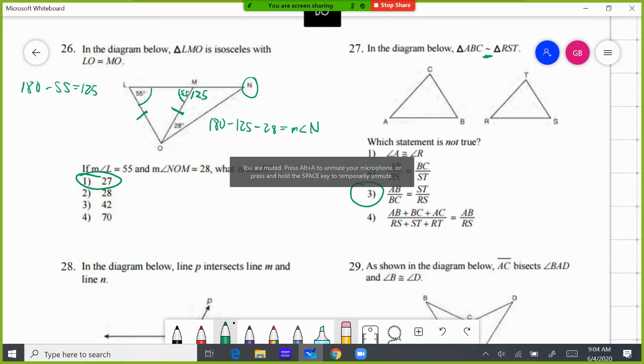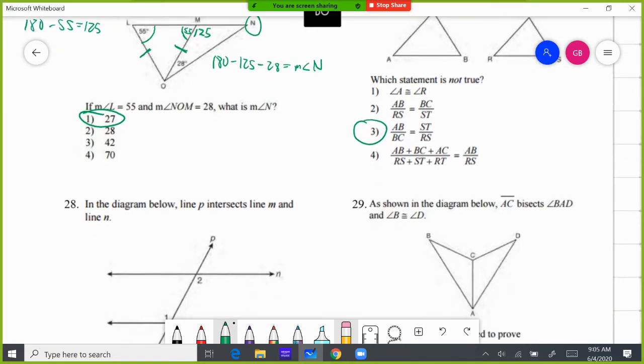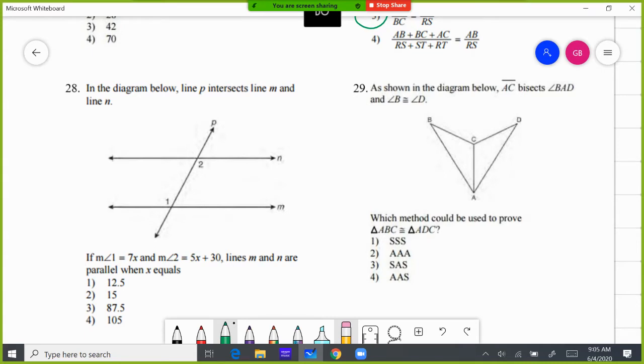All right. Yeah, good job. Yep. Good job. It is 3. Any questions for that one? Okay, moving along. Does someone have number 28? All right, go for it.